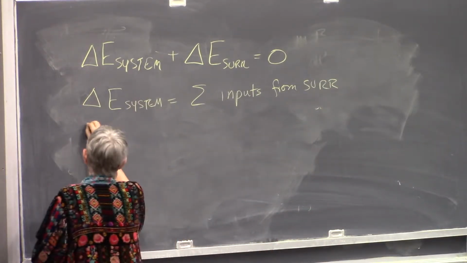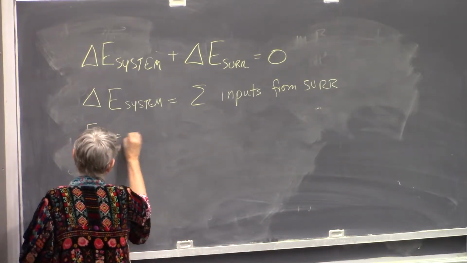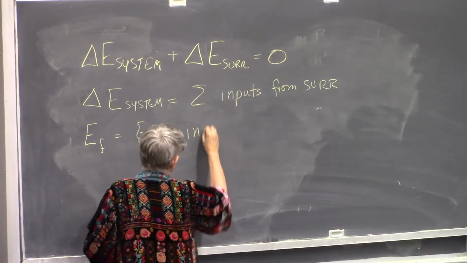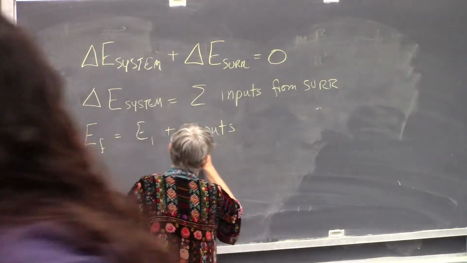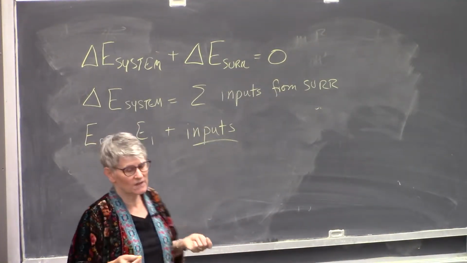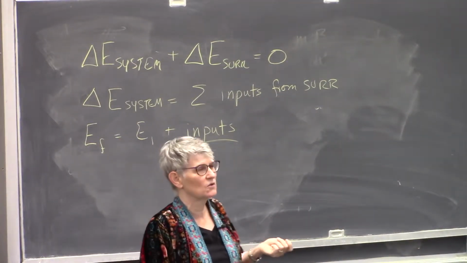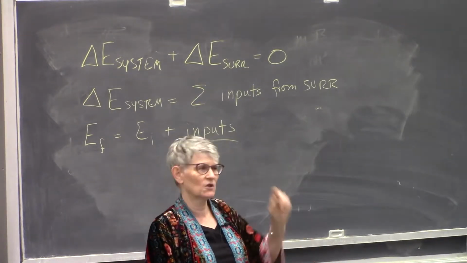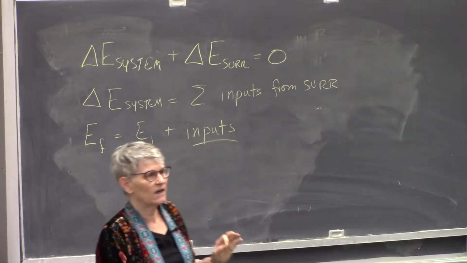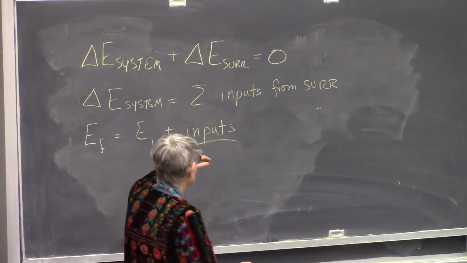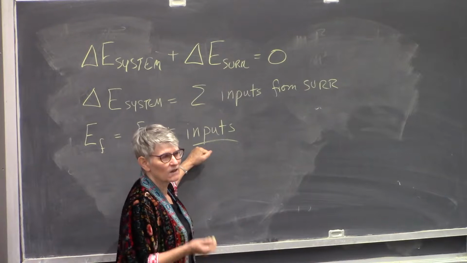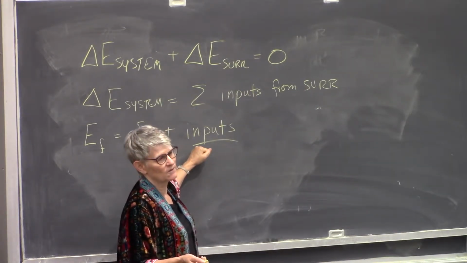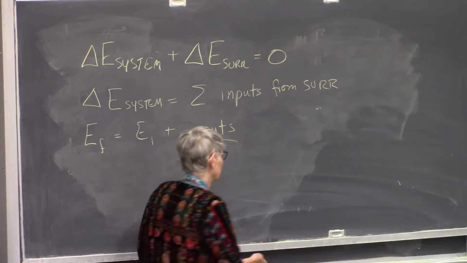Or we could write E of the system in some final state is E of the system in some initial state plus inputs. And so our task today is twofold. One is to be able to calculate the energy of a system, a simple system. We're going to start with a single particle. And second, to start being able to calculate some of the ways energy can be input to a system from the surroundings. So that's what we're going to work on.